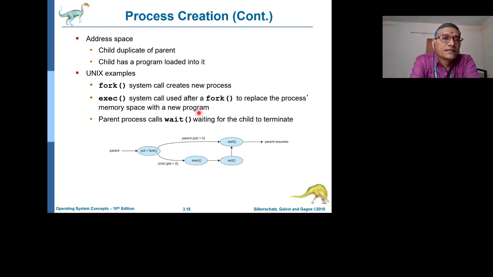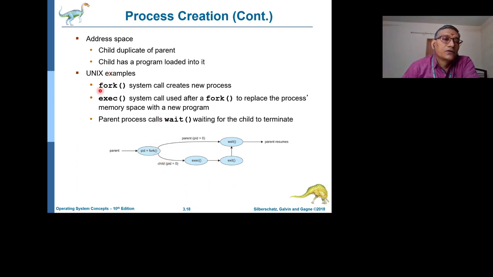So in the Unix example, the fork system call is used for creating a process. The exec system call is another system call, used after the fork, to replace the process's memory space with a new program. The parent process calls the wait system call for the child to terminate. This is the typical execution scenario of parent and child processes.